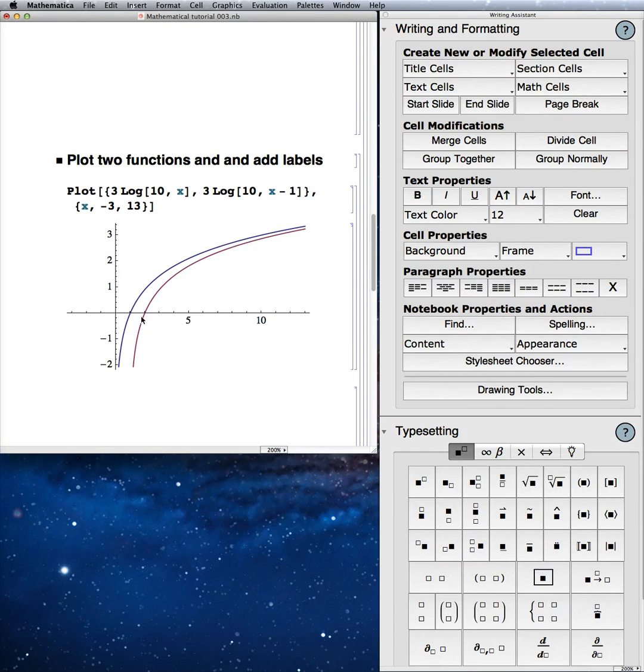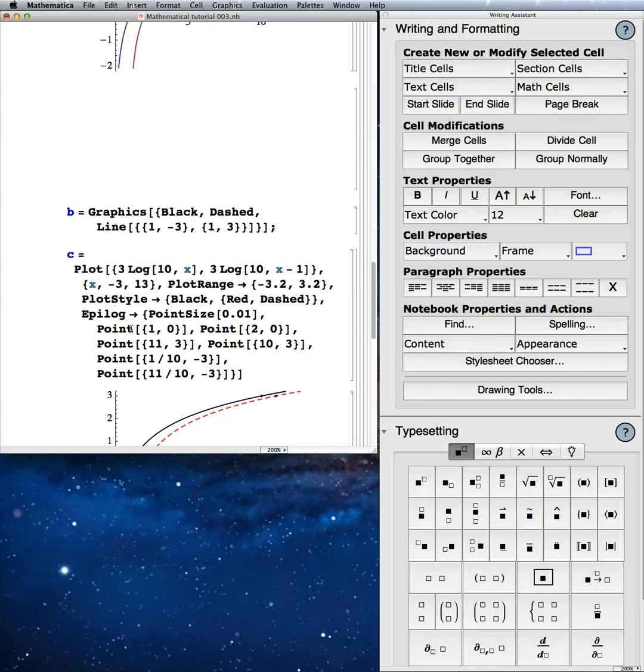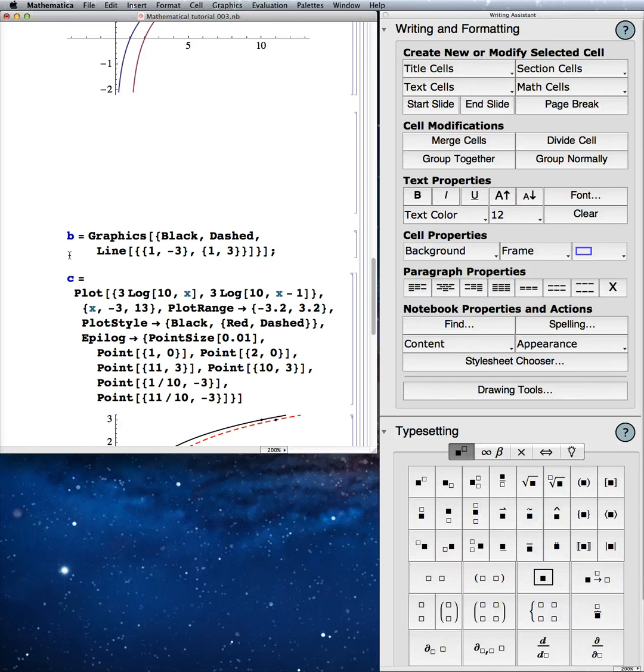Pressing Shift Enter, we get the two graphs here. The blue curve is 3 times the log of x in the base 10, and the red curve is 3 times the log of x minus 1 to the base 10. Now, if we wanted to make this a little bit more illustrative, we could add a few more commands. First, I want to draw the asymptote line, which is basically the vertical line going through x equals 1.